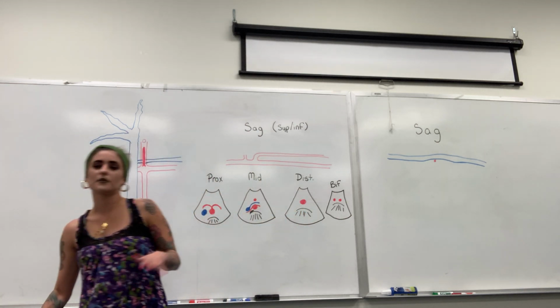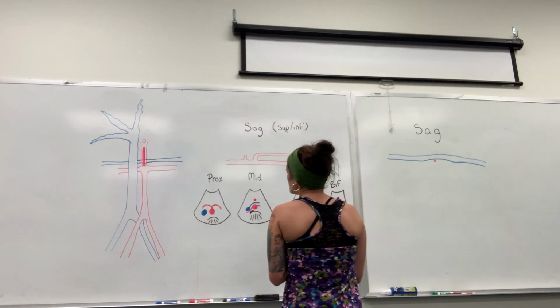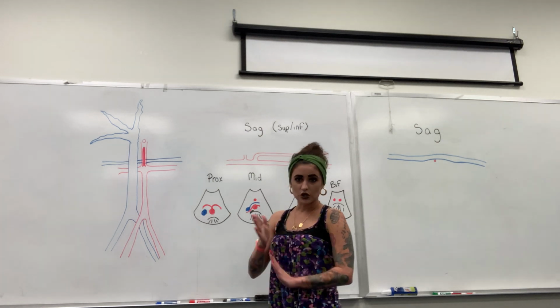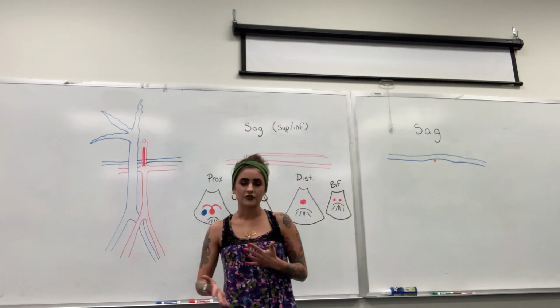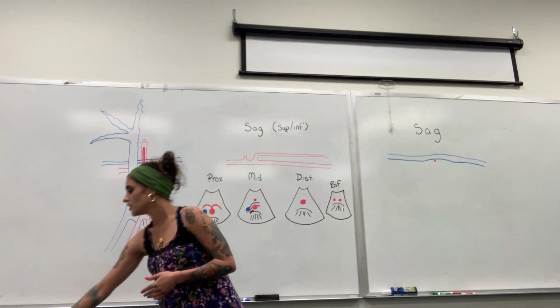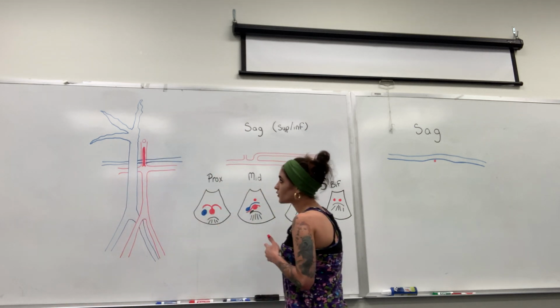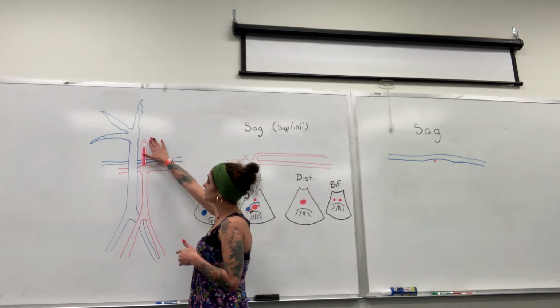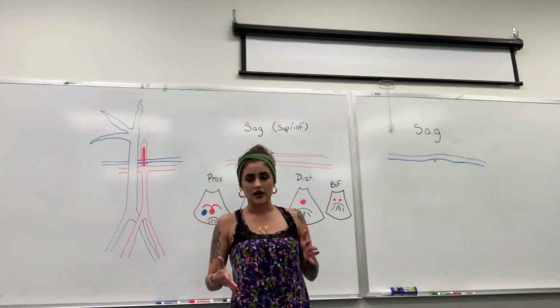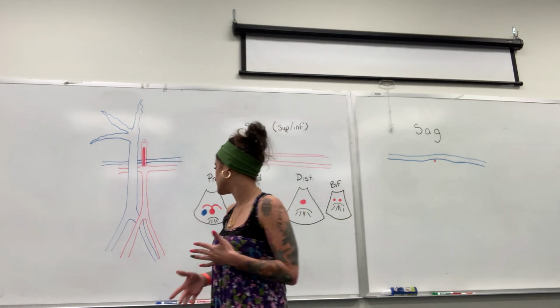So we're going to talk about the different branches of the aorta, and the way it's going to look on ultrasound, as well as the inferior vena cava. So starting off, the first branch of the aorta, as you can see right up here, is going to be the celiac axis, or the celiac trunk. Both ways it may be described.